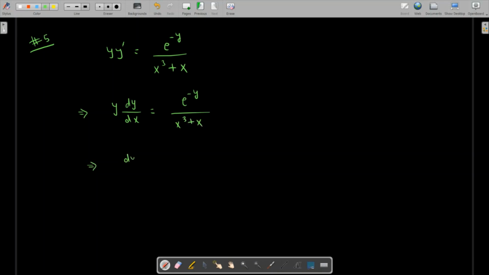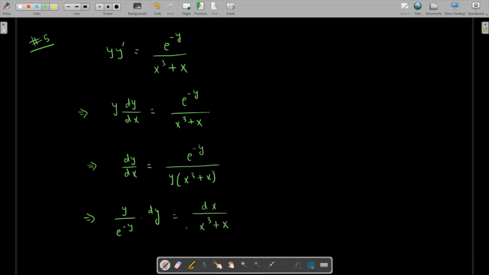Clubbing all the y's together, we're going to divide both sides by y. So it's going to look like e^(−y)/y, and x³ + x remains as it is. And finally, we are going to club all the terms with y's with dy. So it's going to look like y/e^(−y) times dy. What I have done is multiplied both sides by y and divided both sides by e^(−y), and taking dx over to the other side, multiplying both sides by dx.